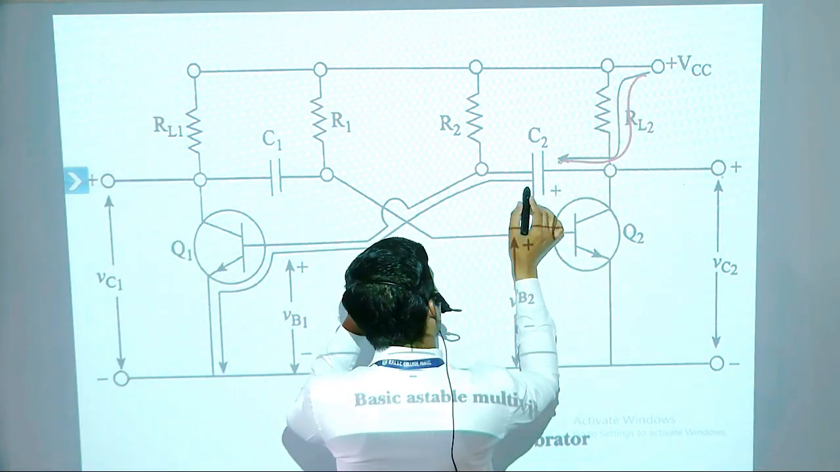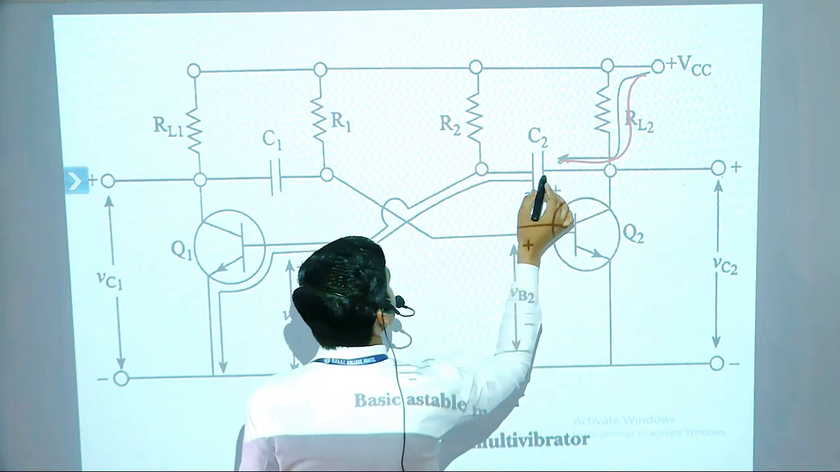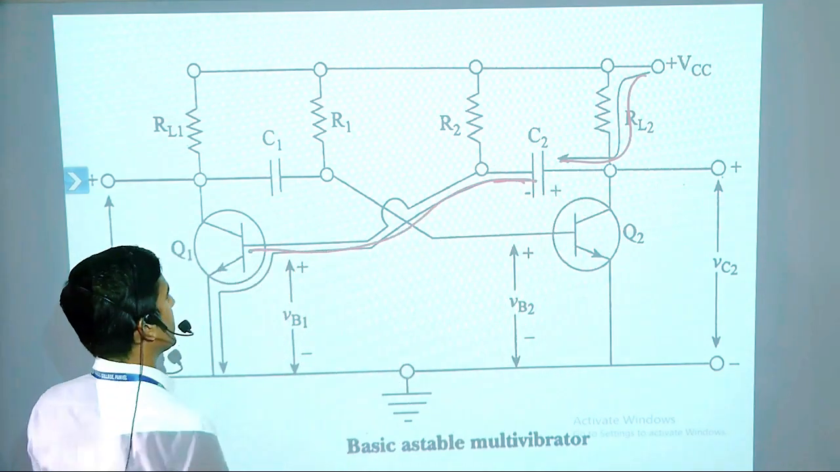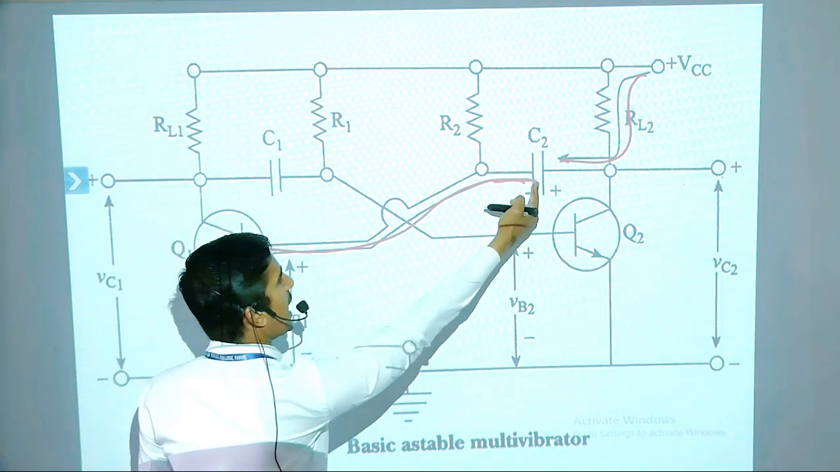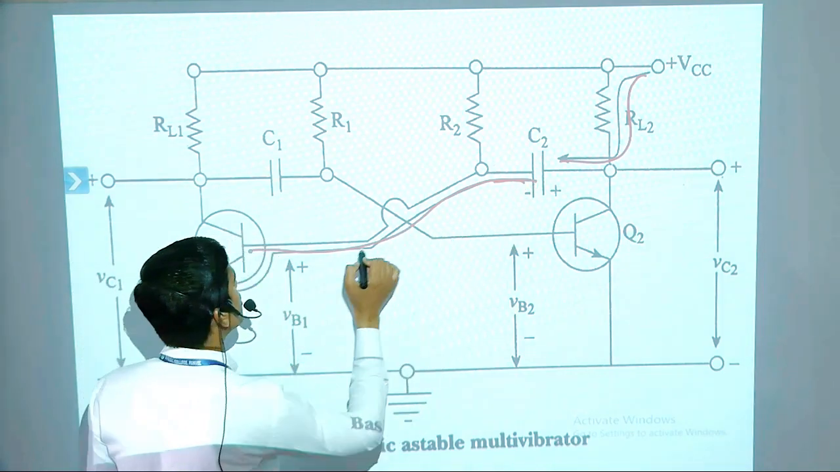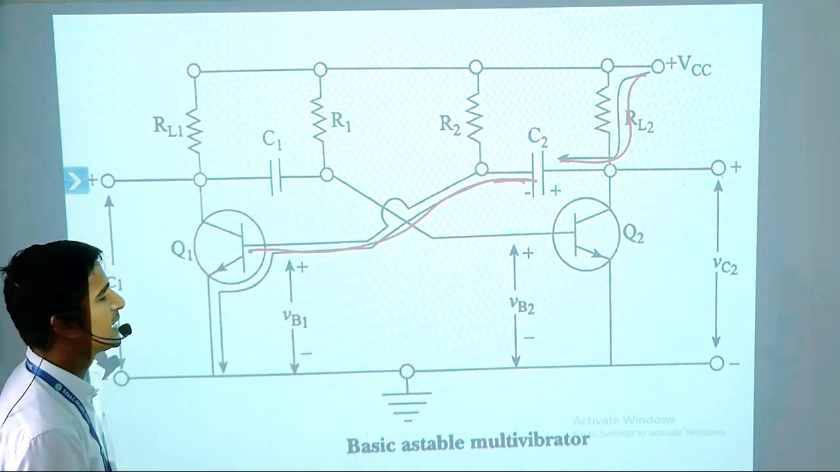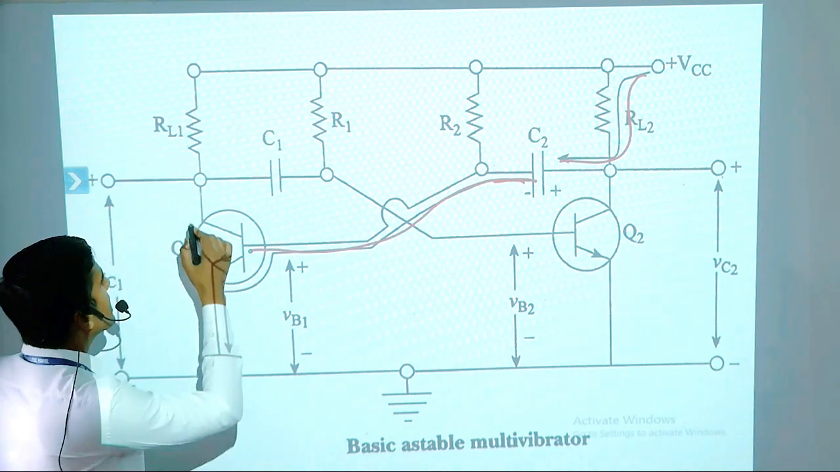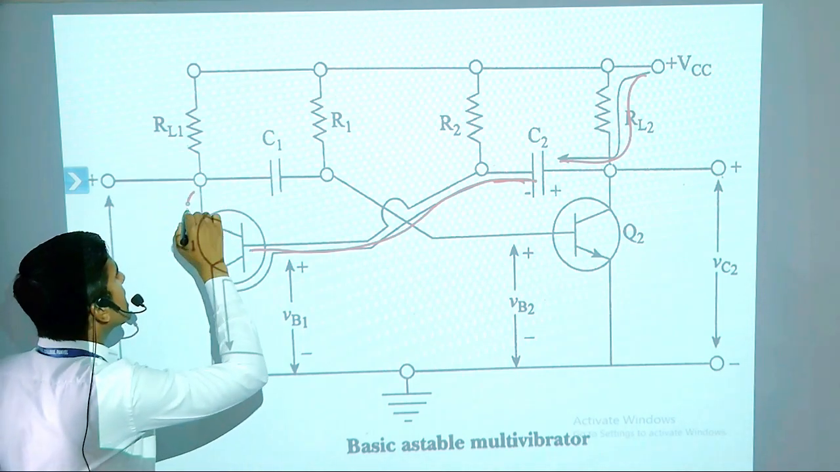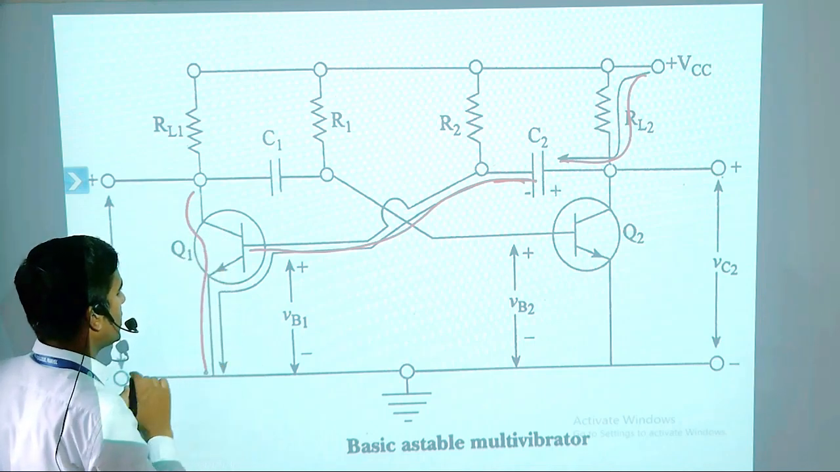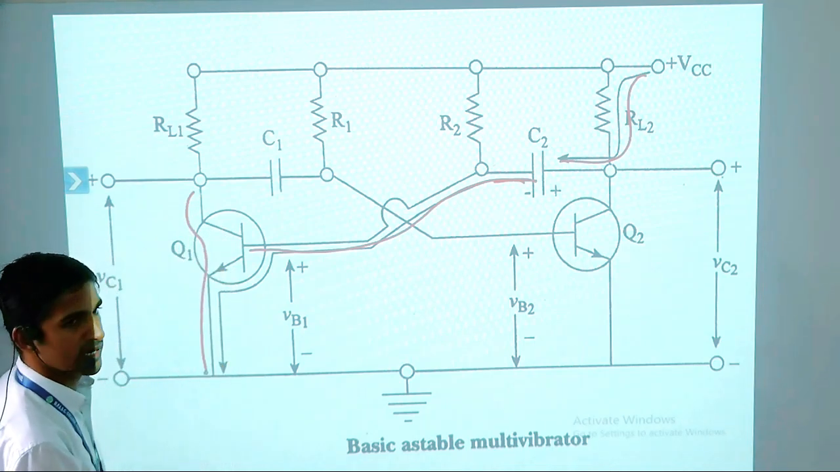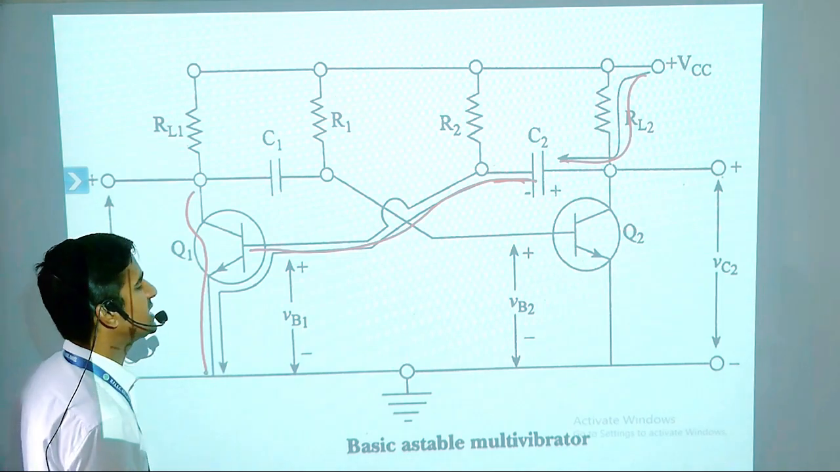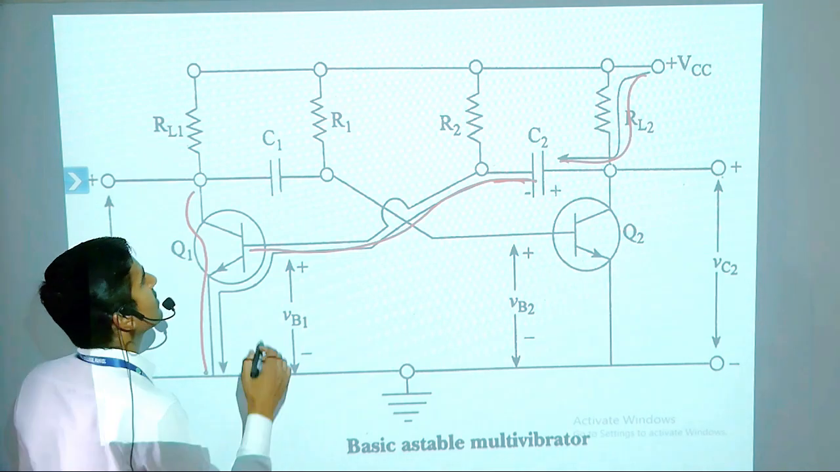Then this high power supply goes to the base of transistor Q1. Then transistor Q1 is on. When transistor Q1 is on, the collector signal goes through the emitter to ground. This is the first condition: Q1 is on.